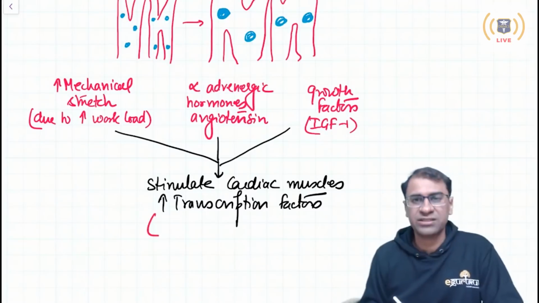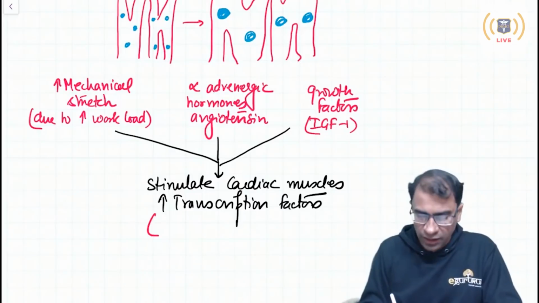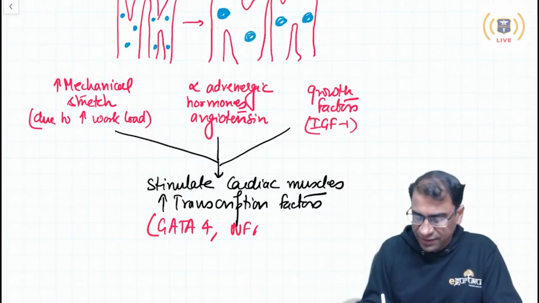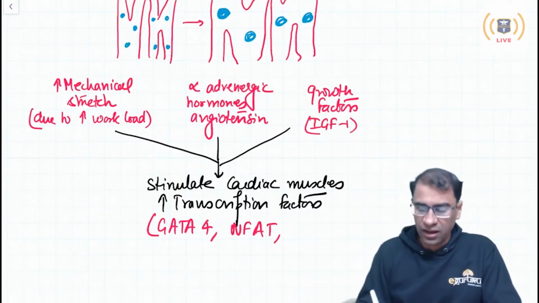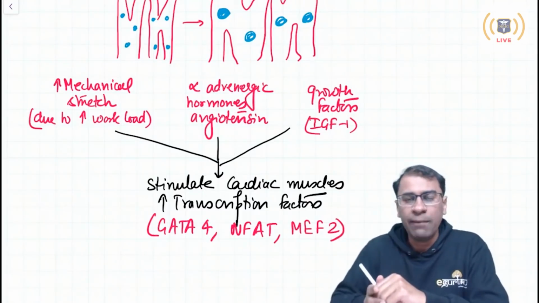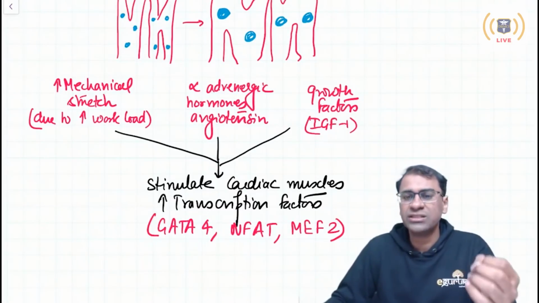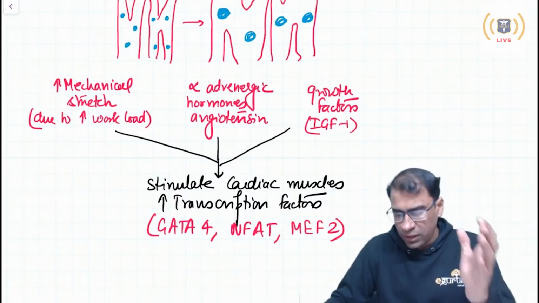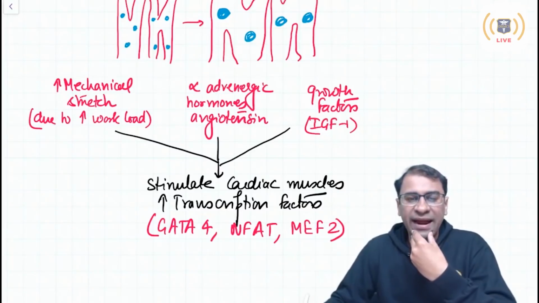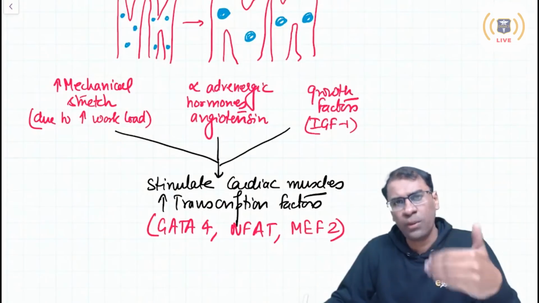There are increased transcription factors. For example, GATA4, NFAT, and MEF2. MEF2 is myocardial enhancing factor 2. NFAT is nuclear factor of activated T cells, and GATA is a transcription factor which binds to the DNA. Don't go into the detail of this. Just learn the short forms because they are known by the short forms only.